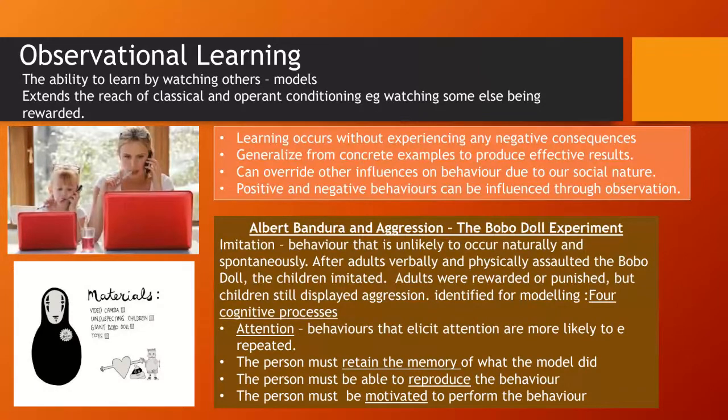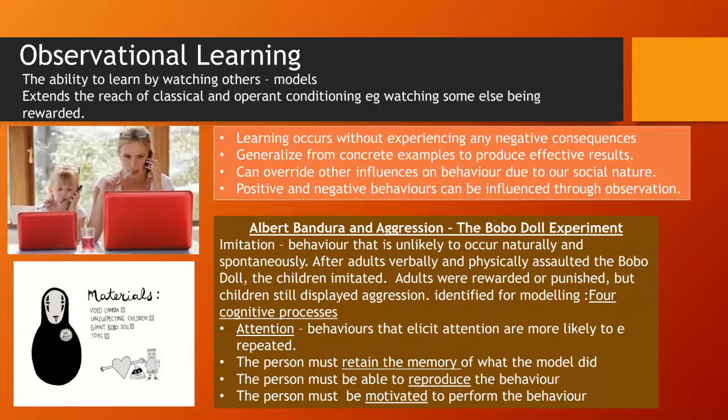The chance it's going to be modeled by our kids when they go onto a rugby field, because they saw those guys on the TV behaving like that, it's more likely to be repeated. They've paid attention to it. You've got to retain the memory of what the model did. It can't be something that you've forgotten about. You've got to remember that. You've got to be able to reproduce it.